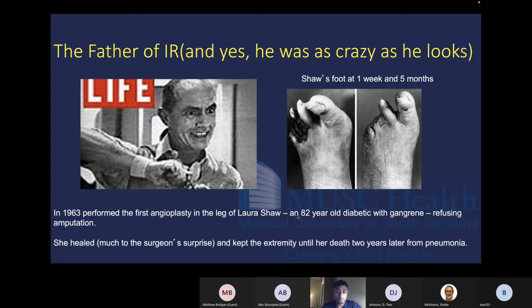Basically, what he did was an angioplasty of a patient named Laura Shaw's foot, who had gangrene. She was a diabetic with bad peripheral disease. The orthopedic surgeons wanted to cut her foot off. She said, no, I'd rather die. And Dr. Dotter actually opened up the vessel and managed to save her foot. She did die a few years later of pneumonia, but she kept her foot. And that was really when interventional radiology went from being something diagnostic to potentially something therapeutic.